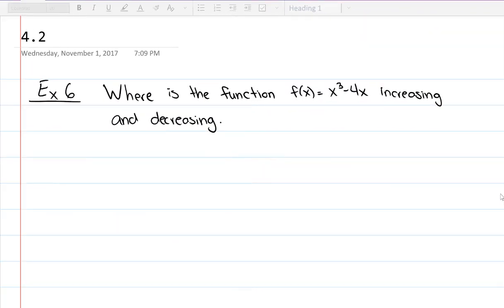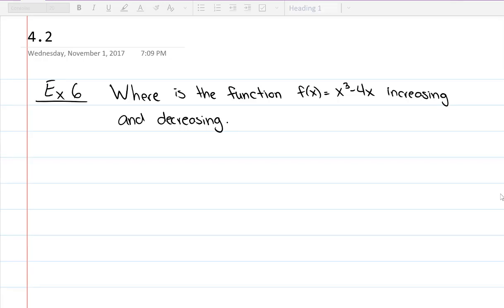In example 6, we're going to be looking at where the function f of x equals x cubed minus 4x is increasing and where it's decreasing. We're going to be using derivatives in order to determine this, so we don't have to guess where the function changes. It's pretty easy to find x-intercepts to find out where the function is positive and where the function is negative, but now we're actually going to be looking at for which values of x the function is increasing and decreasing, which is powerful in the real world when you want to find profit and those kinds of things.